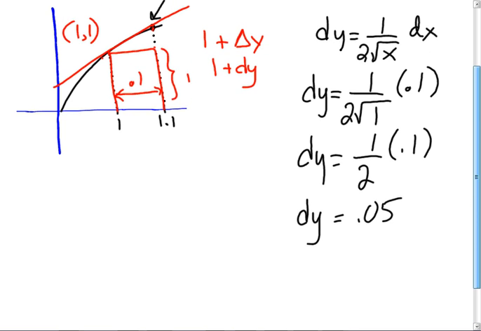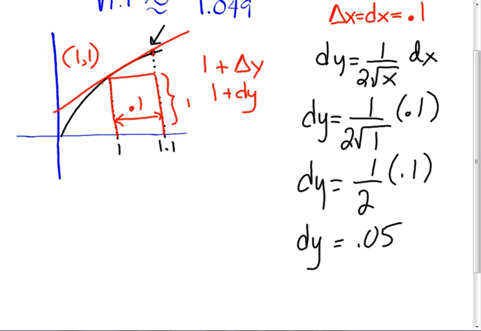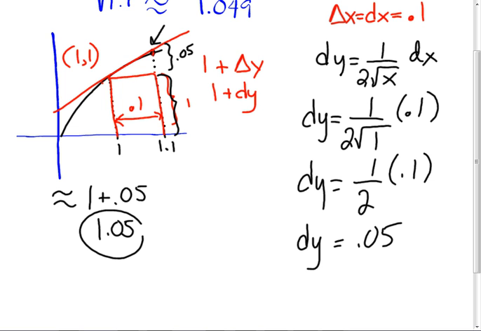So this distance here is 0.05. I hope that's okay with you. This distance to the tangent line is 0.05. So using calculus, I get an approximate answer of 1 plus 0.05, or 1.05. How does that compare to the exact answer of 1.049? Really good, isn't it? I didn't have to use a calculator.